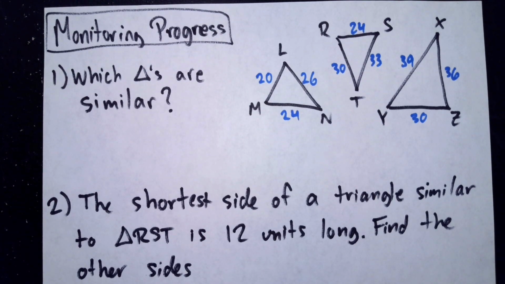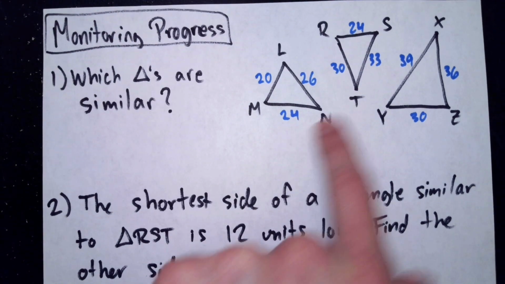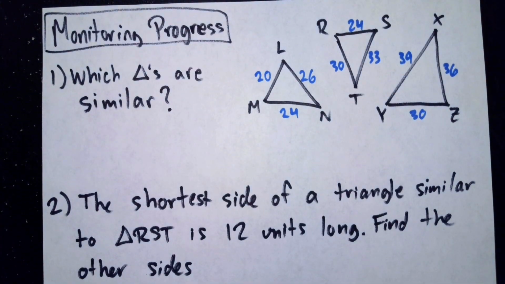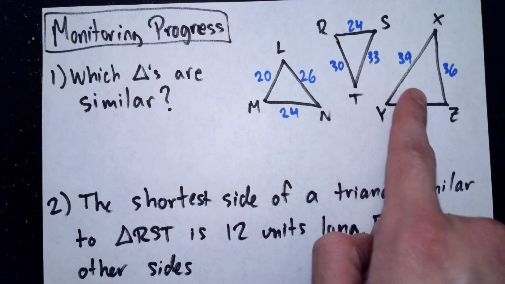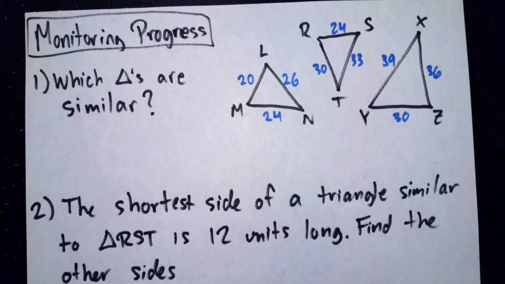So the monitoring progress questions are asking us almost the same thing that we were being asked before. Which triangles are similar from these three? Now the other one was really easy because they color coordinated the side lengths for us. This one is not so obvious, especially because I drew it freehand. Look at how ugly these triangles are. They don't even look the same or similar at all. But geometry consists of us not trusting our eyes and actually proving what we are seeing with math. And so that's what we are going to do.